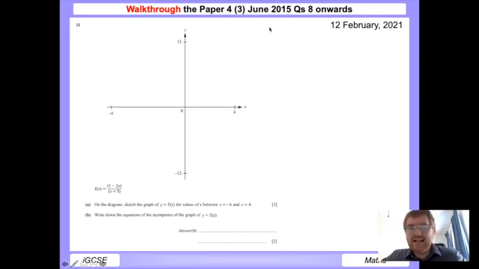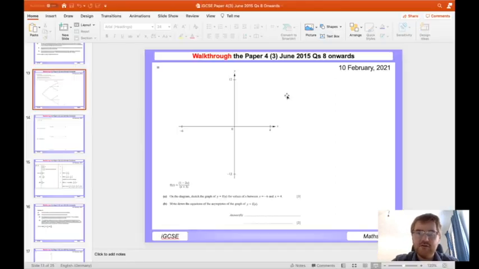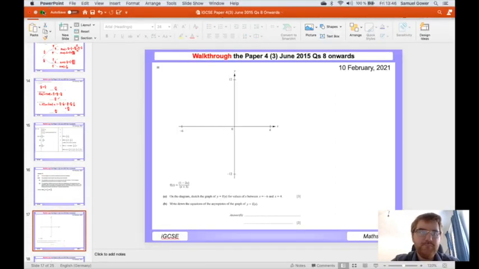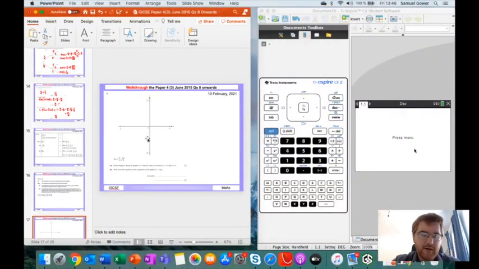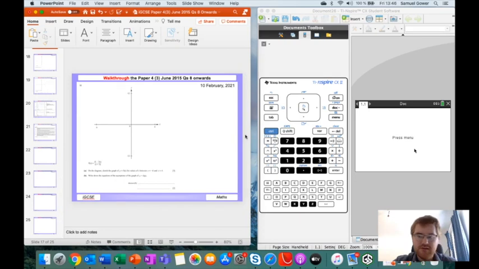Right, question 11 is a GDC question. So we have a function and they want us to sketch a graph. So this kind of question, on core or extended, it's just checking you know your graphical calculator. So always notice the scale they give you. So -6 to 4, -12 to 12. So let's do this. I'm going to try and do this side by side. So I have my graph here. Hopefully you can see it okay. It's a little bit on the small side.